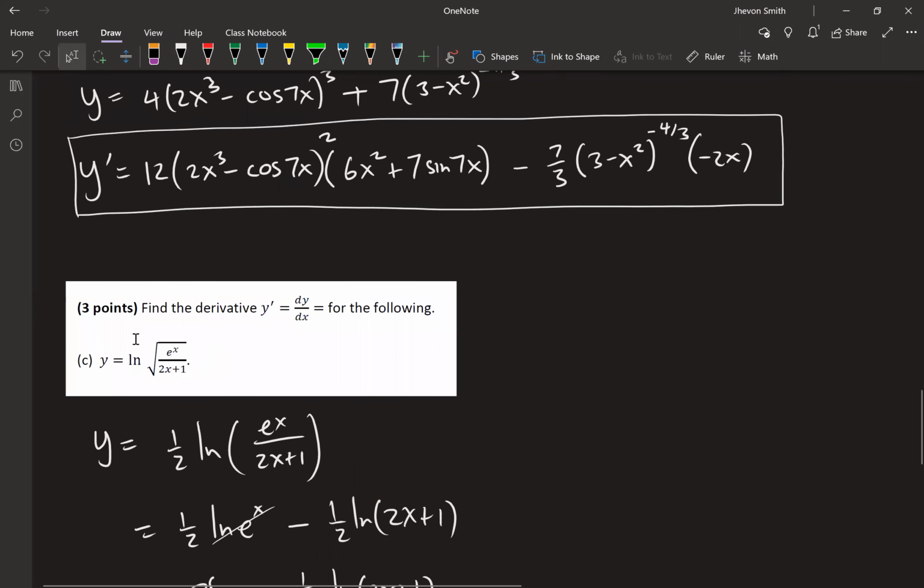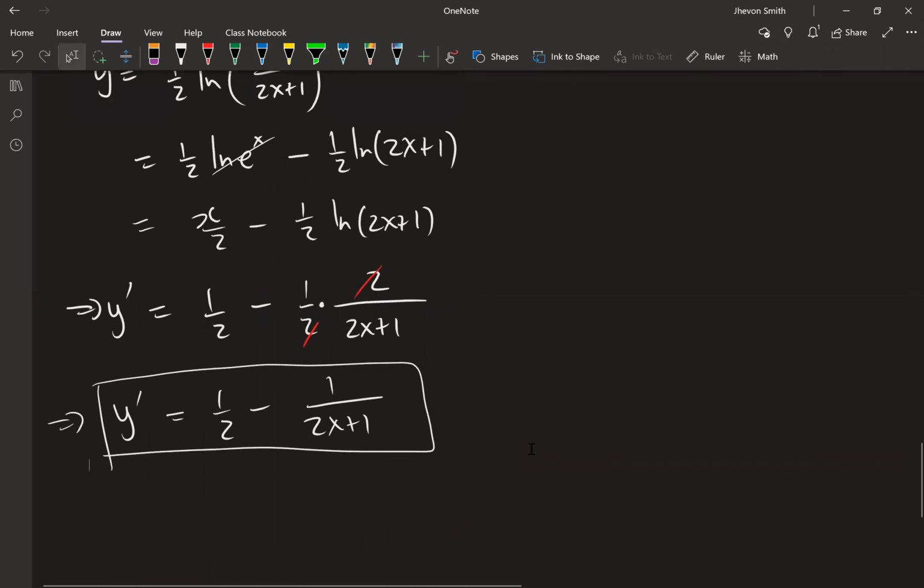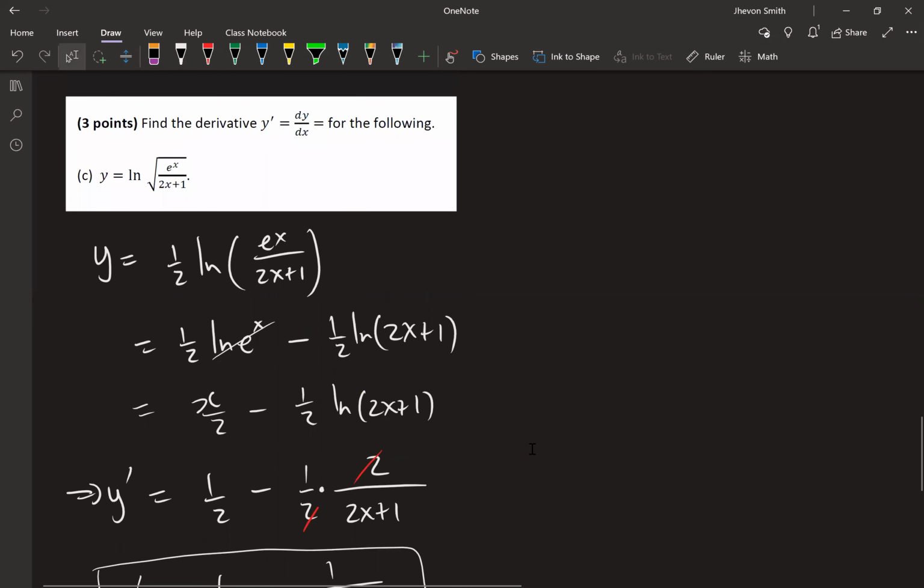If you had just taken u as the radical of e to the x over that, you'd have to use the chain rule with the quotient rule. It's kind of annoying. You have a logarithm, use it to your advantage.